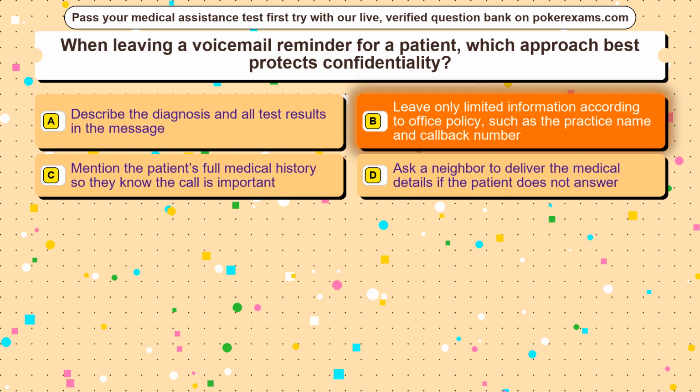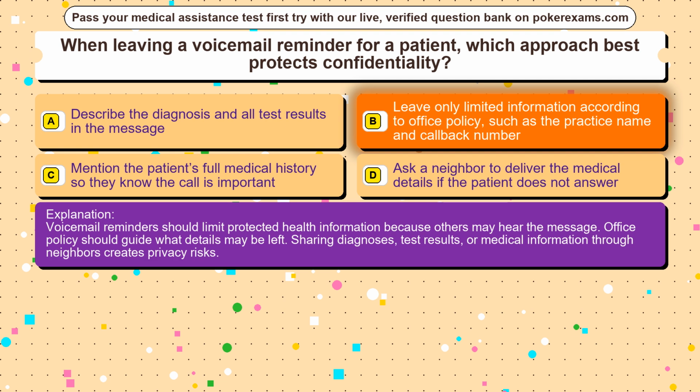The correct answer is option B, leave only limited information according to office policy, such as the practice name and callback number. Voicemail reminders should limit protected health information because others may hear the message. Office policy should guide what details may be left. Sharing diagnoses, test results, or medical information through neighbors creates privacy risks.